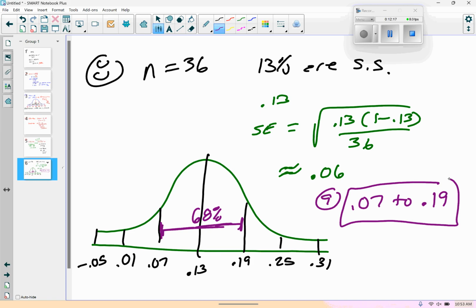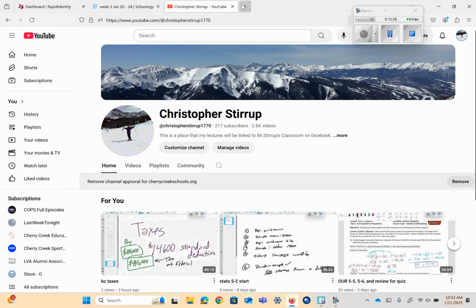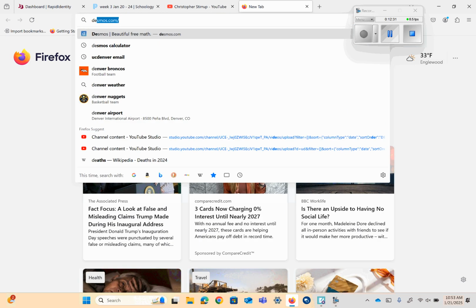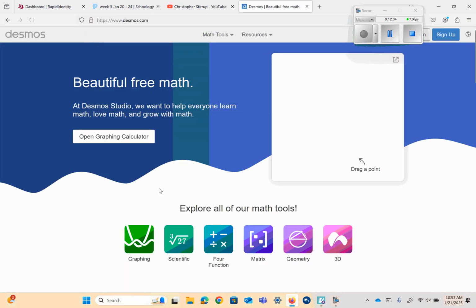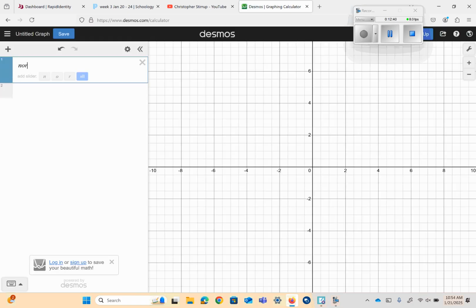Guess what time it is? It's our favorite people, the Desmos family. I don't know if it's really a family or not. All right, Desmos. Let's see what we got. Stirrups page. Desmos. Graphing calculator. You guys should be getting pretty good at this Desmos. At least you know where to find it now.